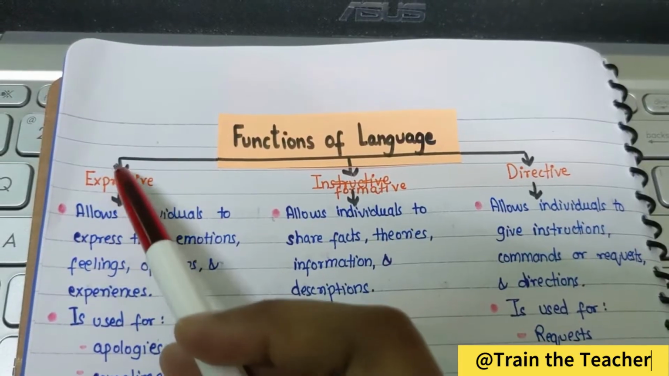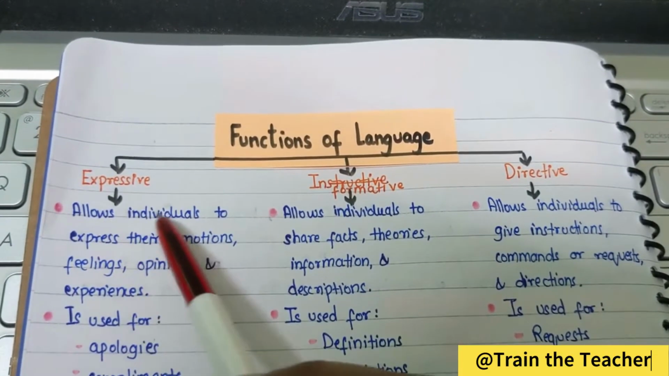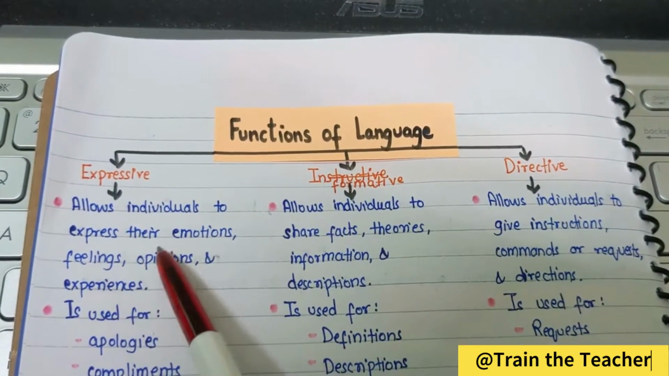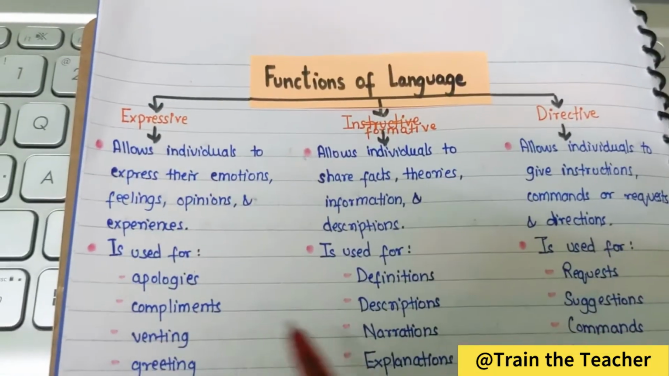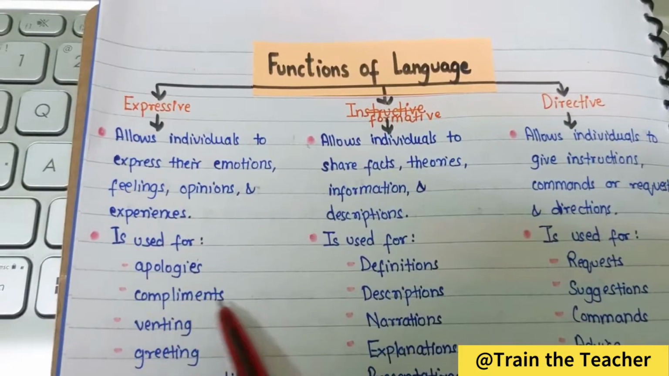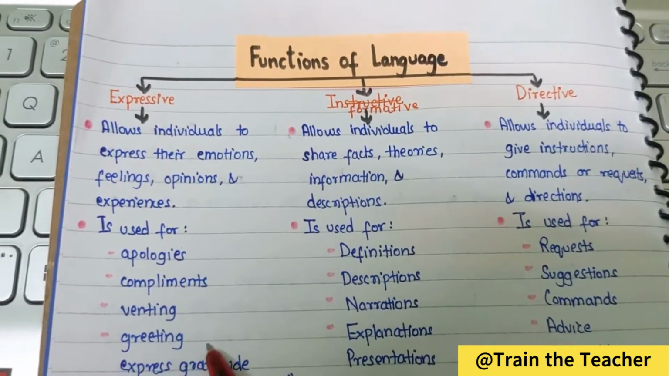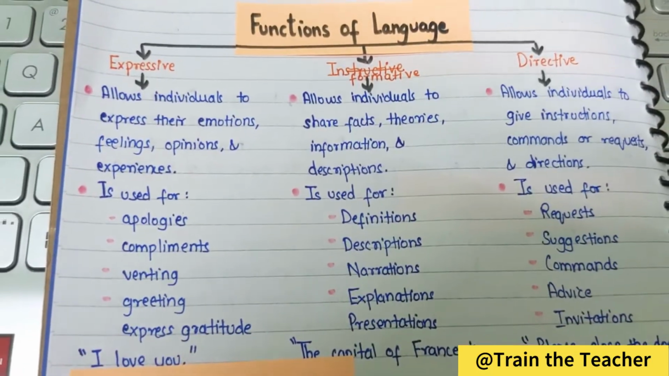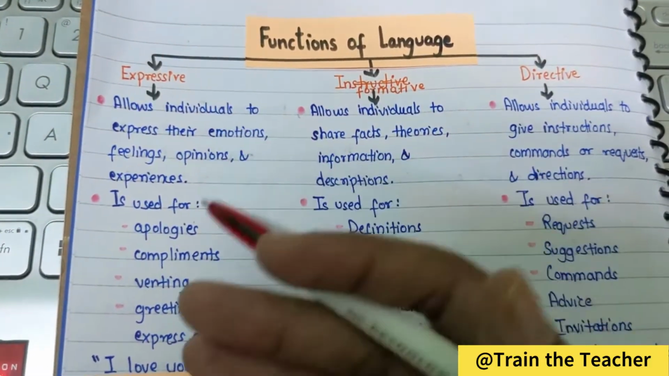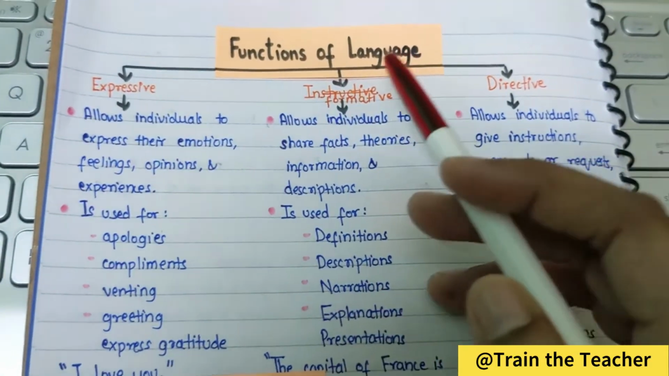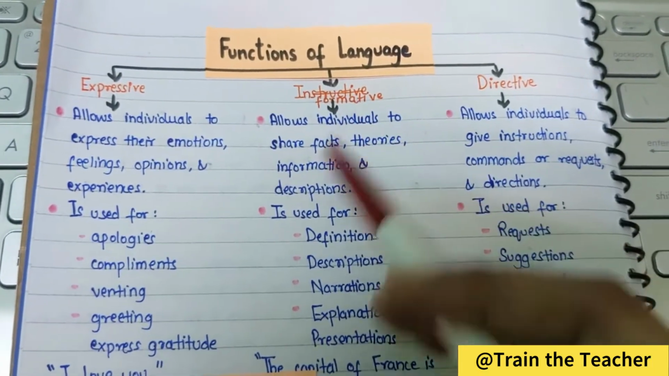Expressive function. In expressive function, it allows individuals to express their emotions, feelings, opinions and experiences. For an example, to apologize, to compliment, to vent, to greet and to express gratitude. For an example, I love you. This is an expression, right? You are expressing yourself.